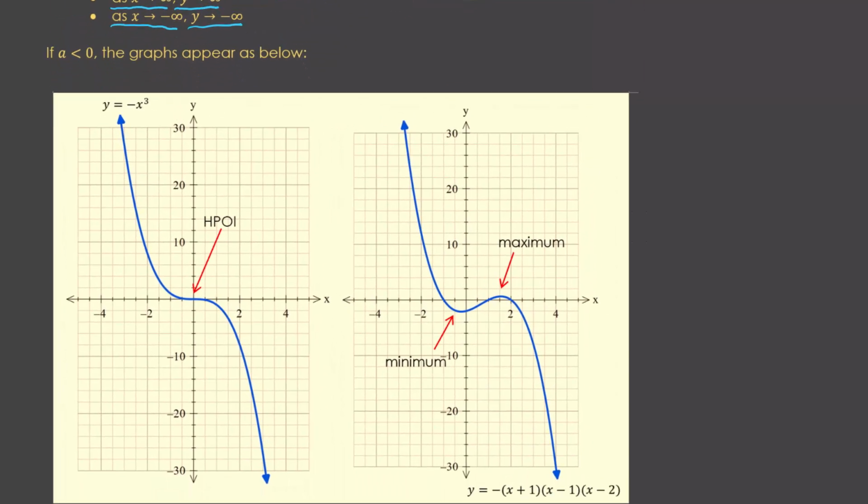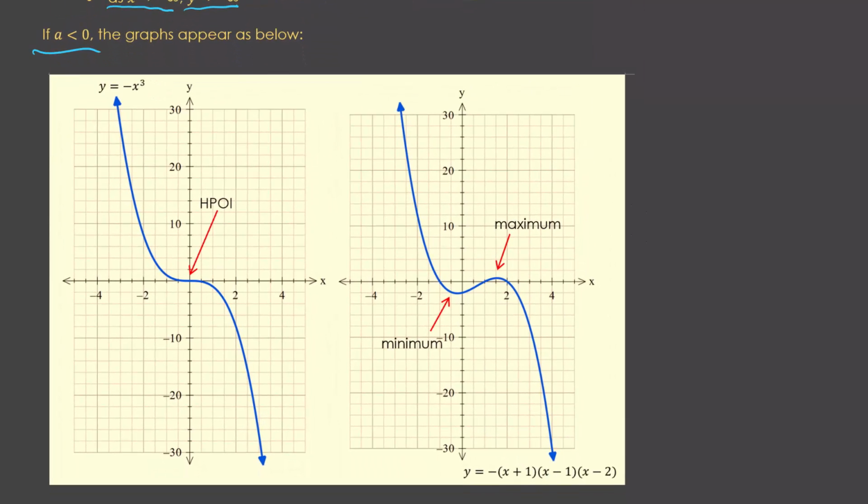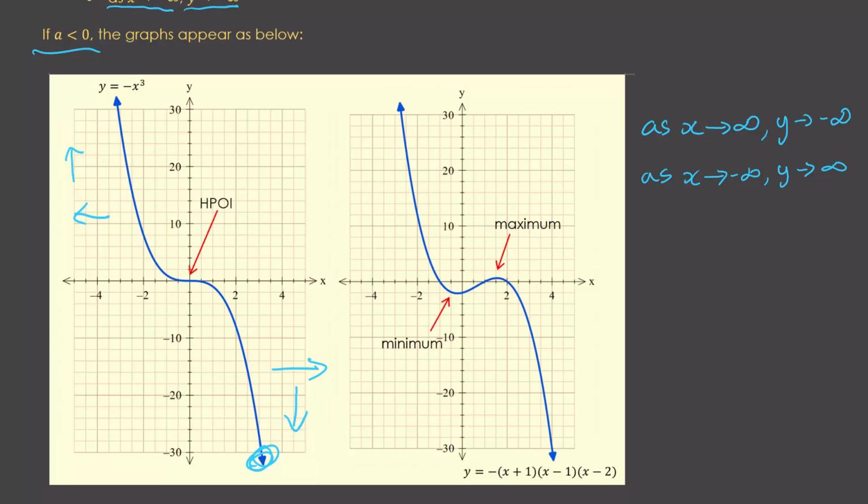If a is less than 0, then the graphs just go the other way. So what we could say with these ones is as x tends to infinity, y tends to negative infinity. And that means going off the bottom of the graph. As x goes that way, y goes that way. And we can also say as x tends to negative infinity, y tends to infinity, which means as x goes that way, y goes that way, and it goes off the top left of the graph.